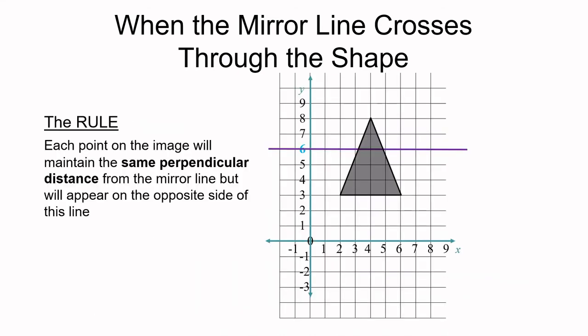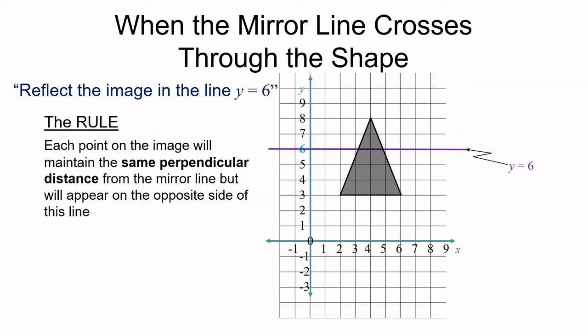Let's try that out with this triangle here. This time I have a horizontal mirror line, which crosses through my shape. This horizontal line crosses the y-axis at 6, so it's the line y equals 6. And to use the correct vocabulary, we're going to be reflecting this triangle in the line y equals 6.